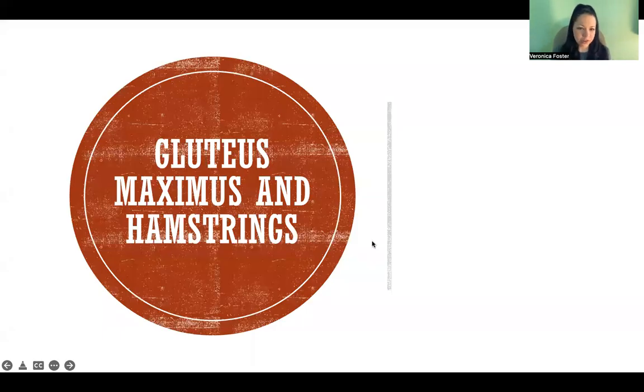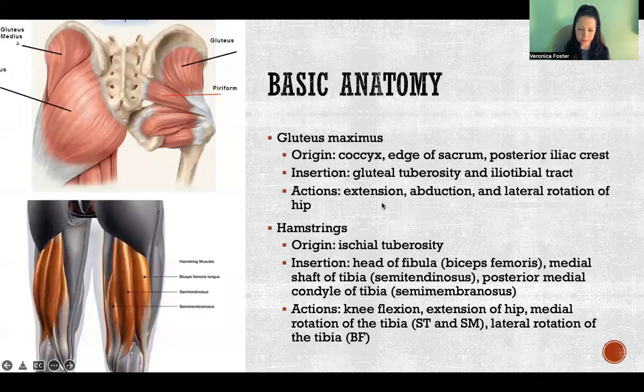Hello, in this video, I'm going to talk about functional anatomy of gluteus maximus and hamstrings. So first, some basic anatomy.